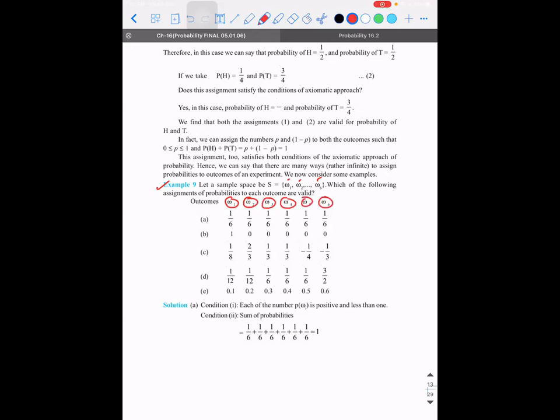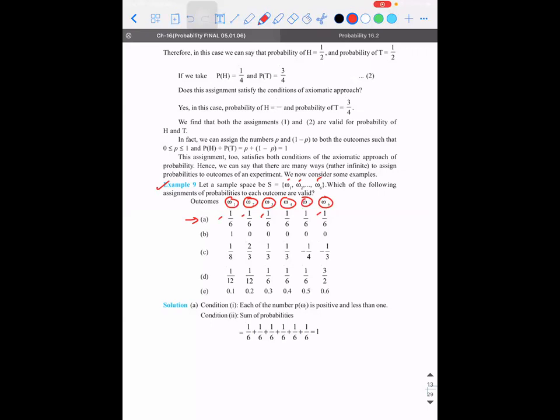The probability of omega 1 alone to occur is 1 by 6. In case 1, the probability of omega 1 to occur is 1 by 6, omega 2 is 1 by 6, omega 3 is 1 by 6, and similarly till the 6th one, it is 1 by 6. They are asking whether this is a valid set of probabilities or not, whether this kind of a probability event is possible or not.